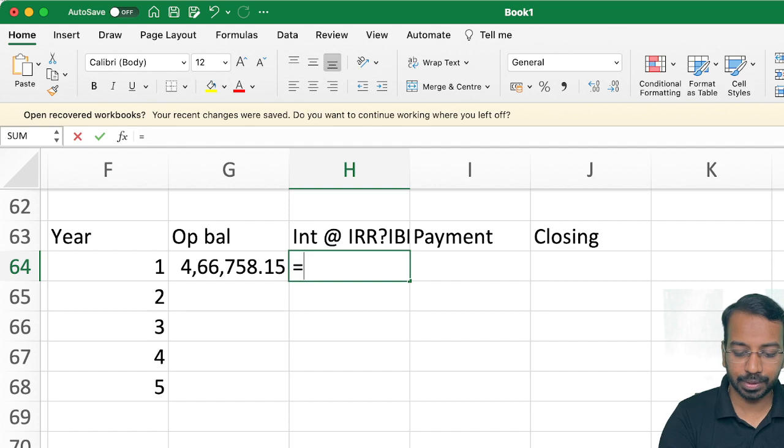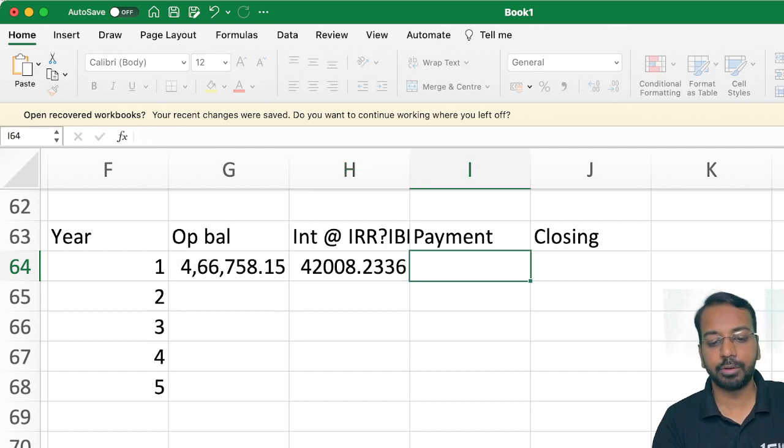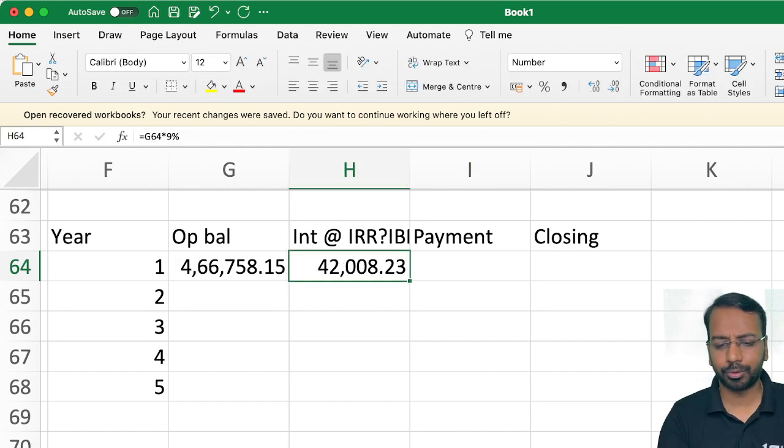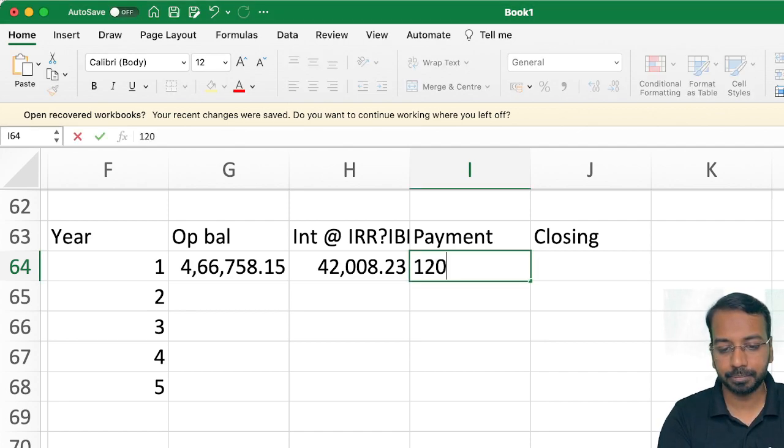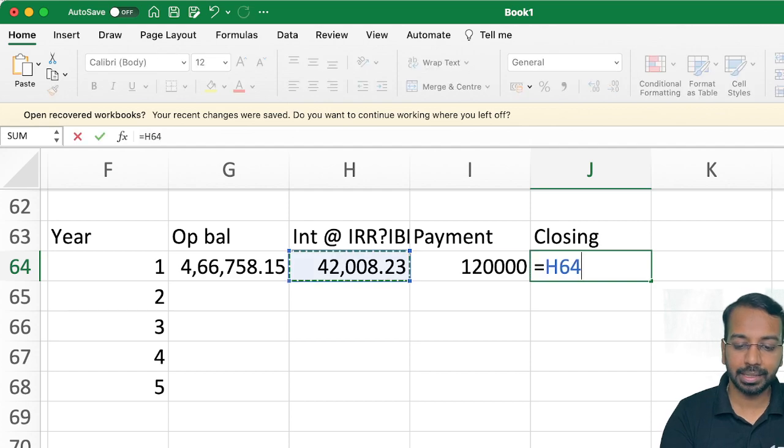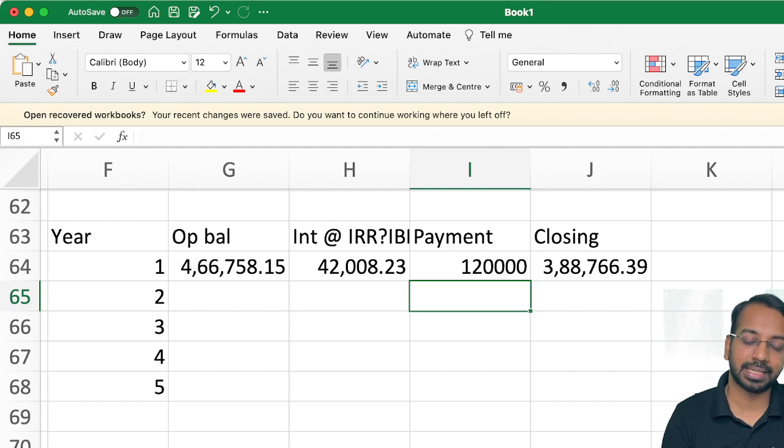Interest rate at 9%. So this will be my interest expense. How to account for it, I'll come to it in the next session. Payment is 120. Closing balance is opening balance plus interest minus payment, 388,766. Subsequently, you can use a calculator and get used to this.